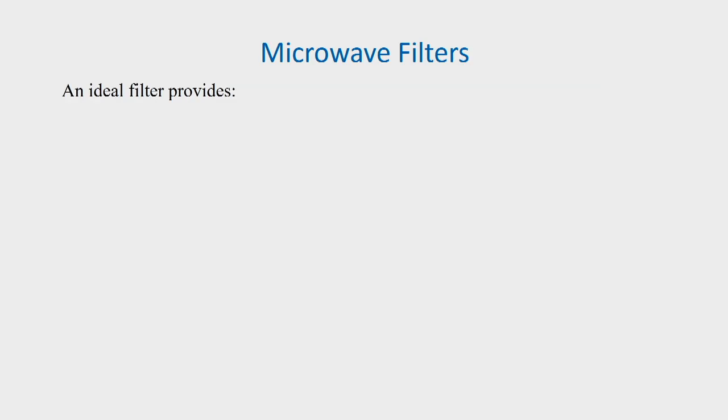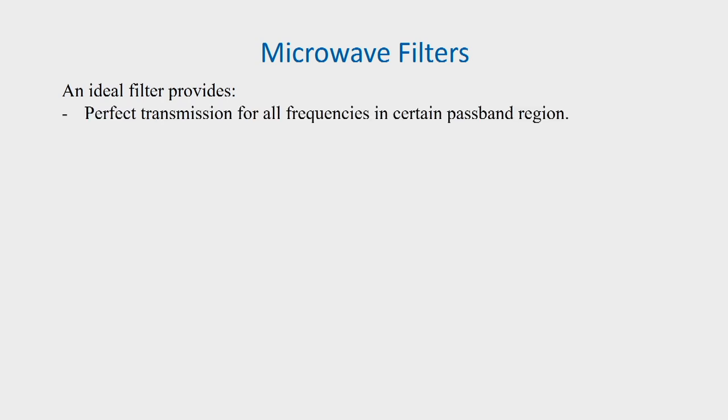In the previous lectures, we discussed power dividers and directional couplers. In this lecture, we discuss microwave filters. An ideal filter provides perfect transmission for all frequencies in a certain passband region, and infinite attenuation in the stopband region.